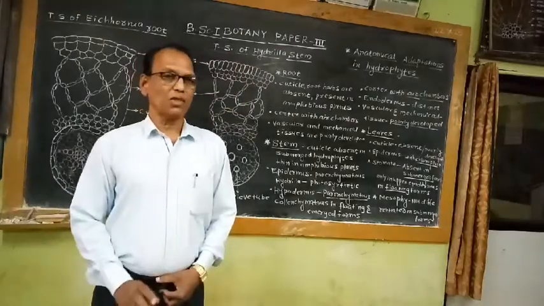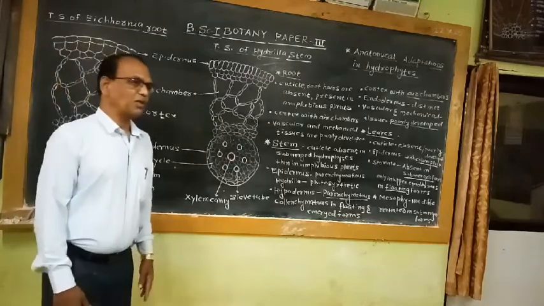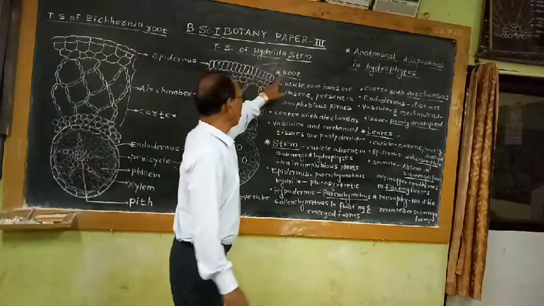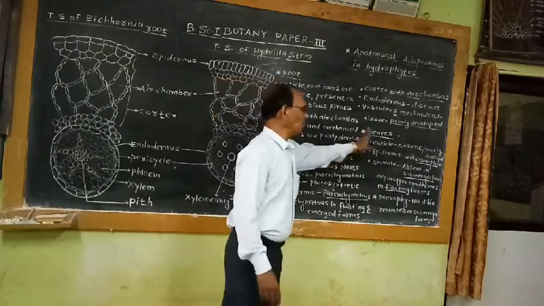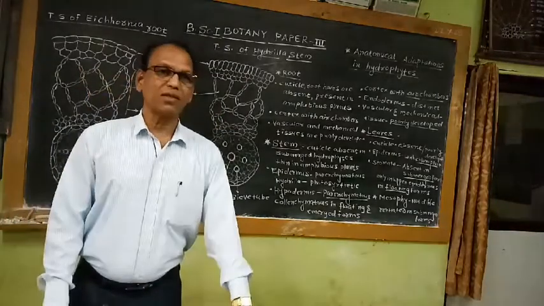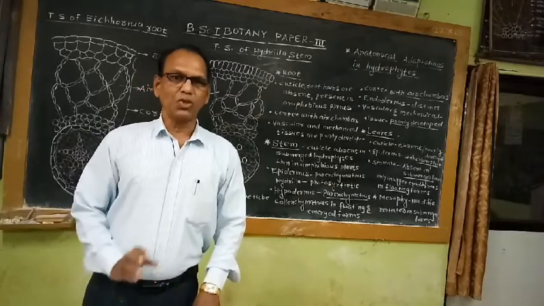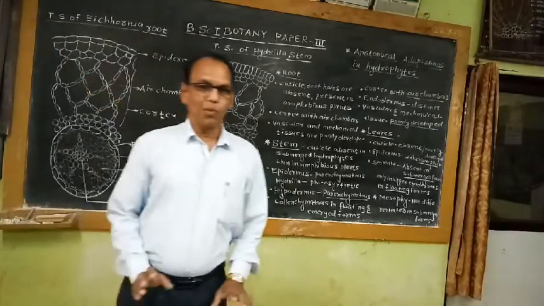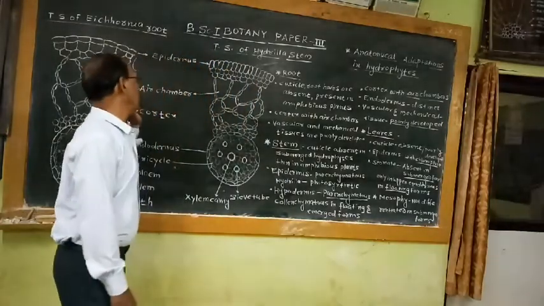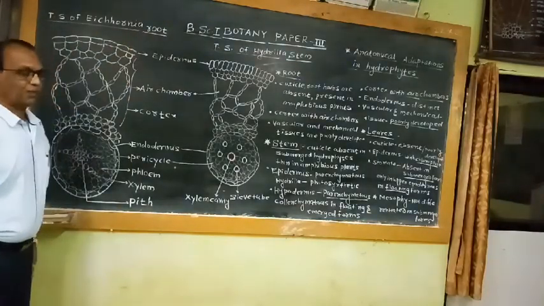I am going to discuss, with the help of these diagrams, the anatomical adaptations observed in the three major organs: root, stem and leaves. As far as the root system of hydrophytic plants is concerned, morphologically we have seen the root system is poorly developed. Anatomically, this is the diagram showing the transverse section of Eichhornia root.